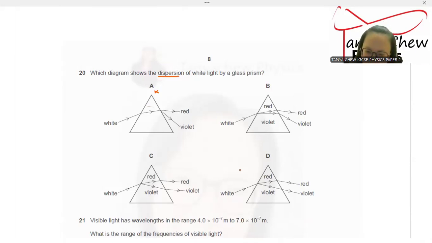No, it will be separated into colors. A cannot be the answer. What about B? B seems to be correct to me because red light will be refracted less as compared to violet light. How do I know? You draw the normal.